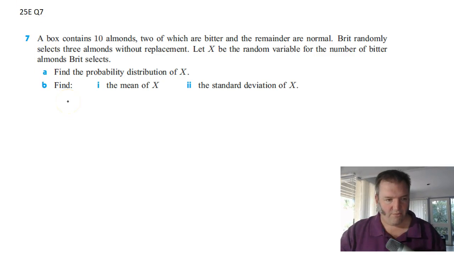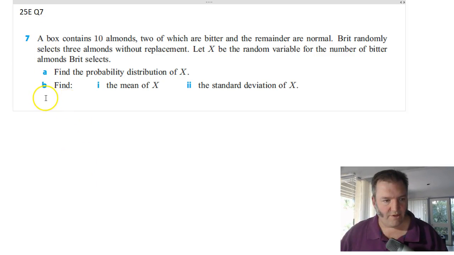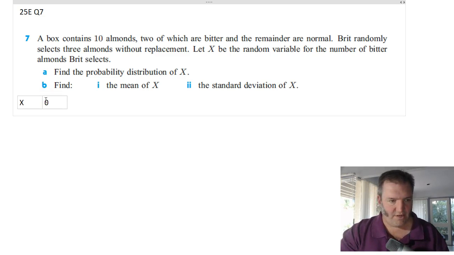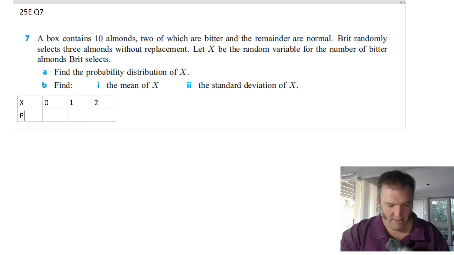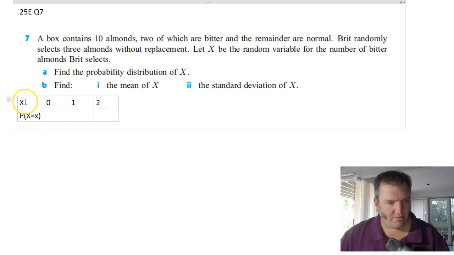Well, the first thing we can do, we might do a little table for this one because it'll look a little bit nicer for you. So what are the possible values? X could be, she could have 0, or 1, or 2 of her almonds being bitter. And now we just have to find the probability that X equals little x. Now, it did the same thing to me last time and made that a capital X when I didn't want one.